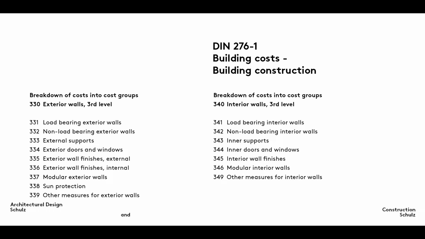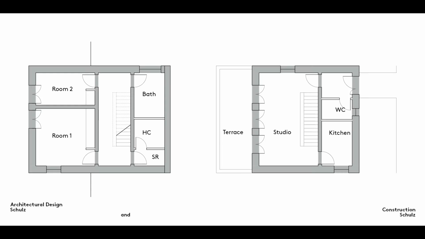In keeping with the system used throughout DIN 2761, these two cost groups are further subdivided into Level 6 groups. We have already discussed the function of load-bearing walls. They serve to disperse vertical and horizontal loads. The load-bearing walls are marked on this floor plan.